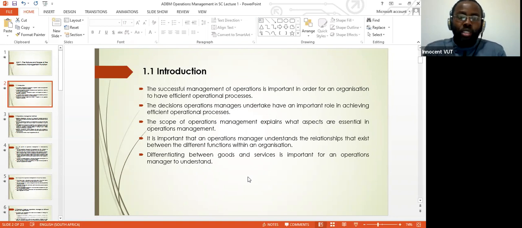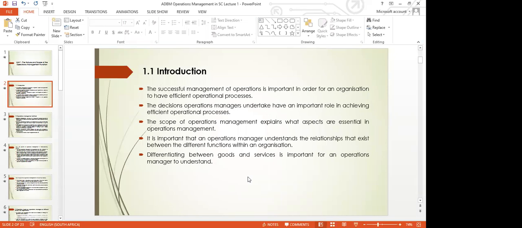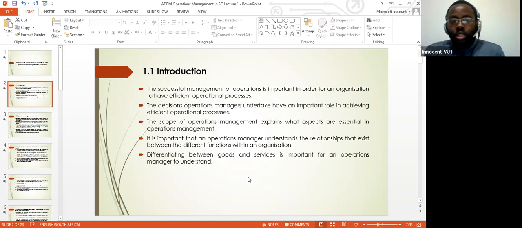We know that organizations have got different functions. So as an operations manager, you should understand the relationships that exist between those different functions. And also, it is important for you as an operations manager to be able to differentiate between goods and services. We should know the differences between goods and services. We'll look at these later on.